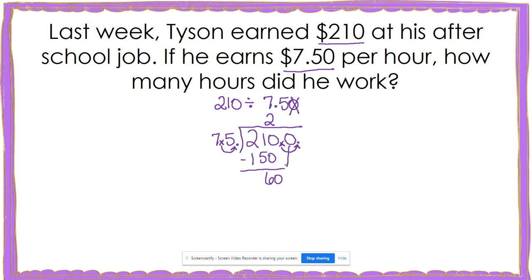I have a 0 from my dividend that needs to be brought down, and now I'm going to do 600 divided by 75. When I do 600 divided by 75, I get 8. And when I do 8 times 75, I get 600. So when I subtract, I'm left with a remainder of 0, and there's nothing left to bring down. This means that Tyson worked 28 hours last week.